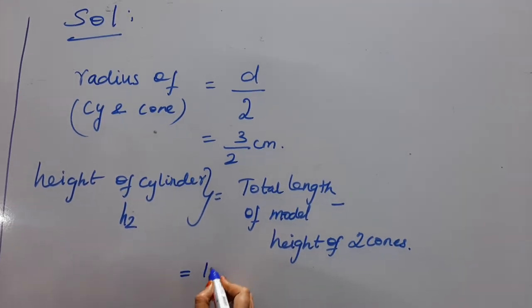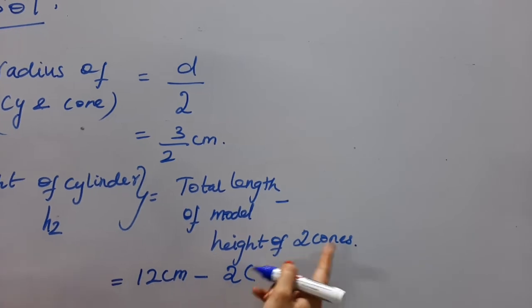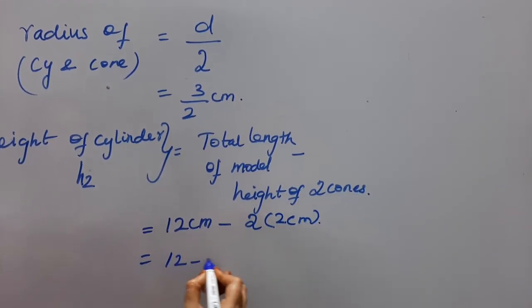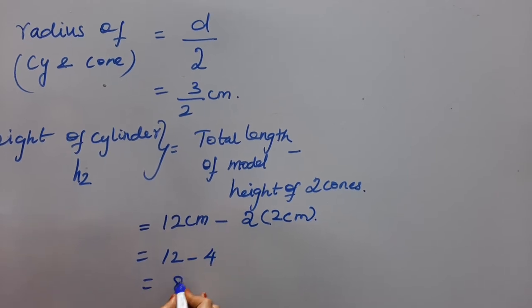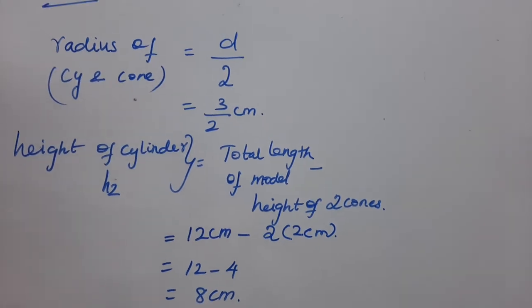Total length of the model is 12 centimeter minus 2 times the height of the cone. What is the height of the cone? 2 centimeter. That is 12 minus 4, which is equal to 8 centimeter. First we calculated all the dimensions. Now we are proceeding with the sum.